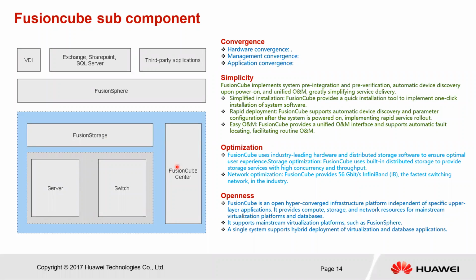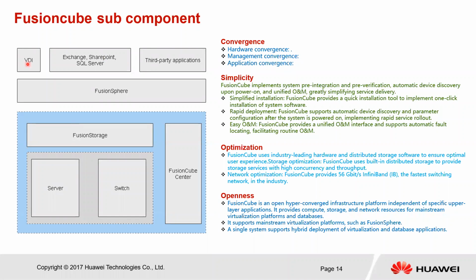And the second component is FusionCube Center, which is our management center with a management module, which will be managing this entire infrastructure. And the third component is FusionSphere, or the virtualization platform from VMware. You can say that this is the virtualization layer. So these 3 components, the software components, are pre-installed and configured in the system, so that the business can start their utilization of IT resources.